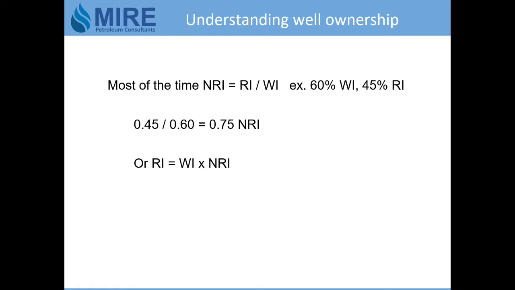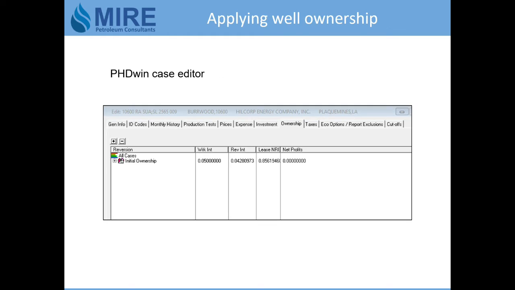Or another way to understand it, if we know the working interest of a well and we know the lease net revenue because we know the royalties, we can figure out what our royalty interest in the well is by multiplying these factors out. So this is just an example of how the math relates to the factors. And it's good to understand.